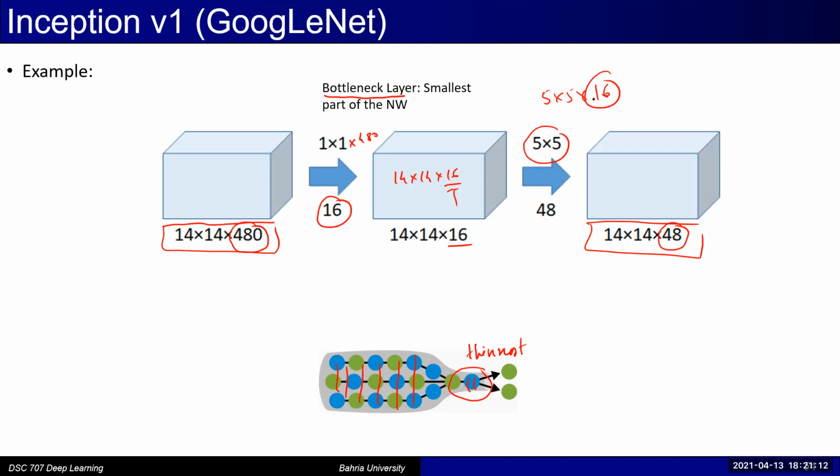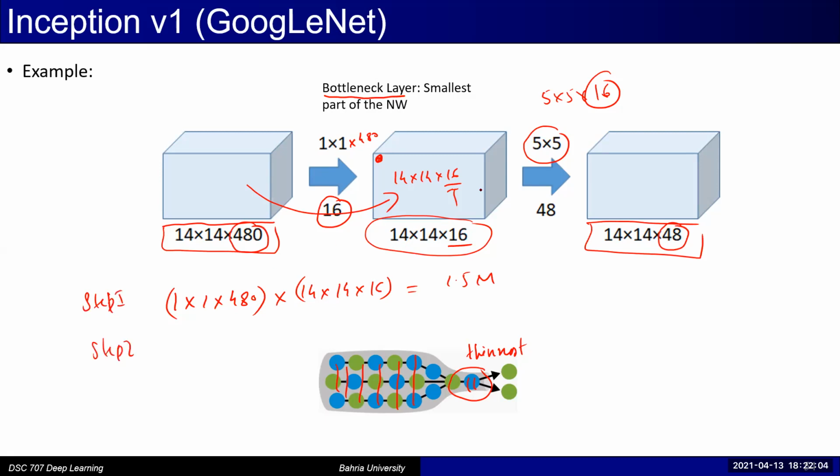Now let's do the exact calculation of how many multiplications we'll have in each step. Since we have two steps, first we compute the number of multiplications here. First, you see how many multiplications are required to compute one value, and that is the same as the size of the filter. So for one value, you need 1 into 480 multiplications. How many values are we computing? We are computing the size of the output volume, which is 14 into 14 into 16. If you multiply them together, you get something like 1.5 million. So this is step one.